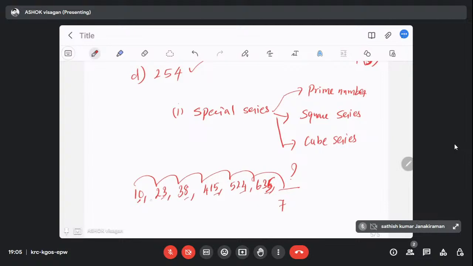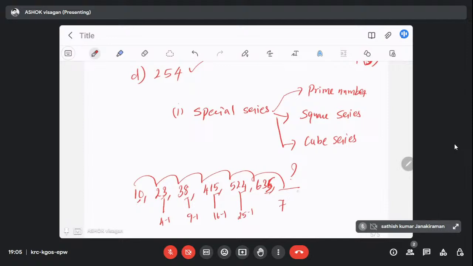the square number. So 1 square is 1, 1 minus 1 is 0. 2 square is 4, 4 minus 1 is 3. 3 square is 9, 9 minus 1 is 8. 4 square is 16, 16 minus 1 is 15. 5 square is 25, 25 minus 1 is 24. 6 square is 36, 36 minus 1 is 35.